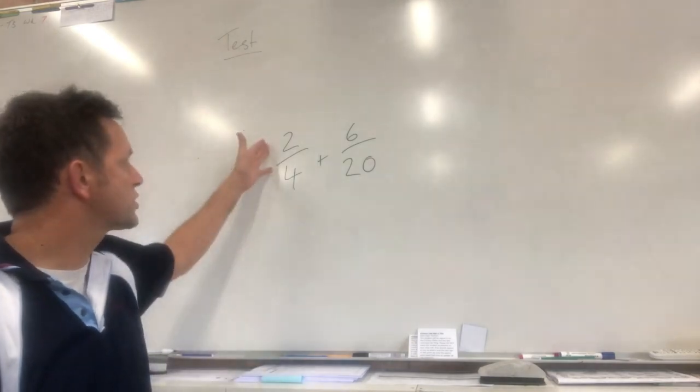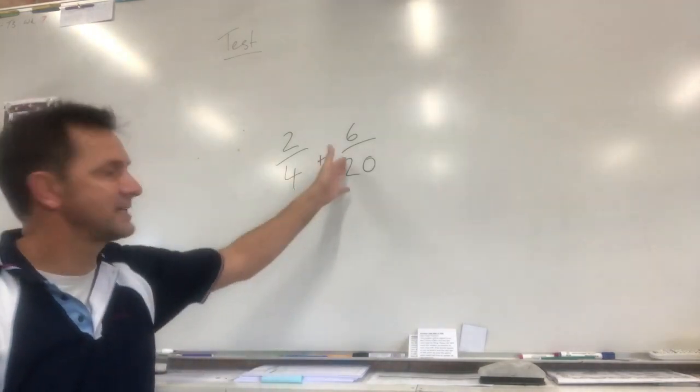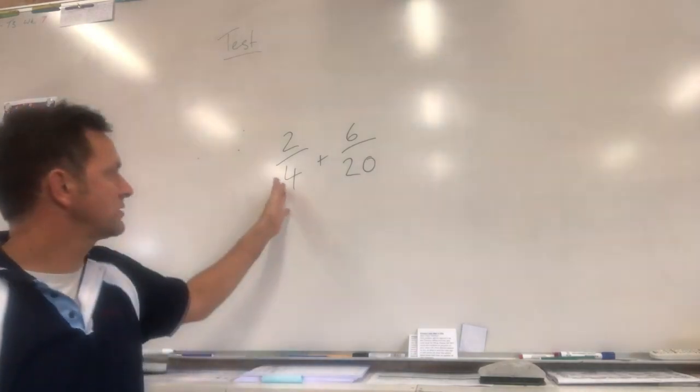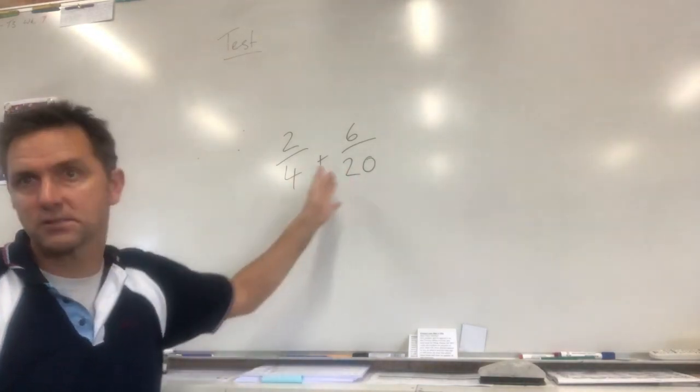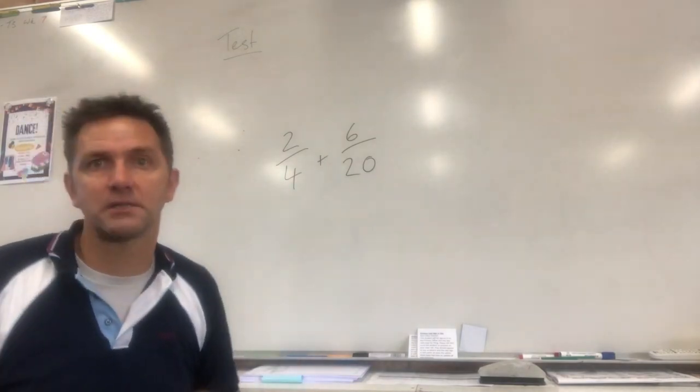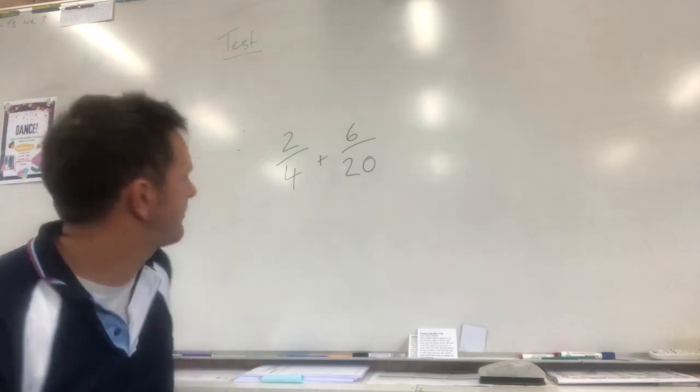The sum is 2 over 4 plus 6 over 20, right? Now, you can't actually do 4ths plus 20ths. You cannot do that. Put your devices down. Some of you have got devices up, put them down. You can look at me for a moment.